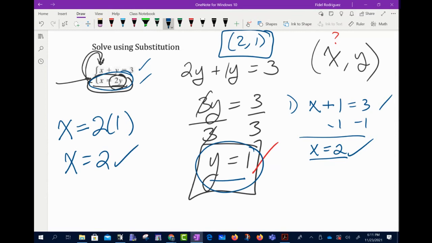Which equation do you use? You get to decide. You're going to get the same thing every time. Okay? So again, what I'm doing here, y'all, is I'm looking to solve the system of equations, and I'm trying to find the point where the two lines meet.